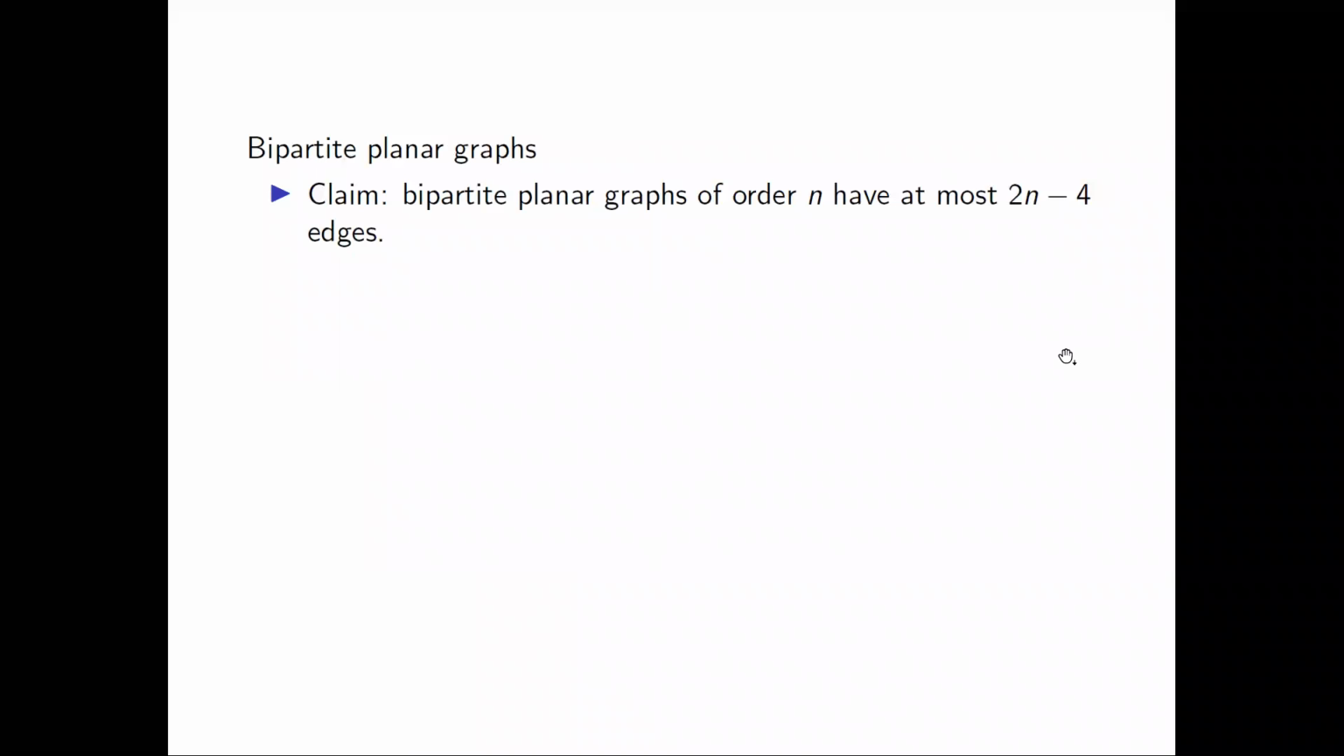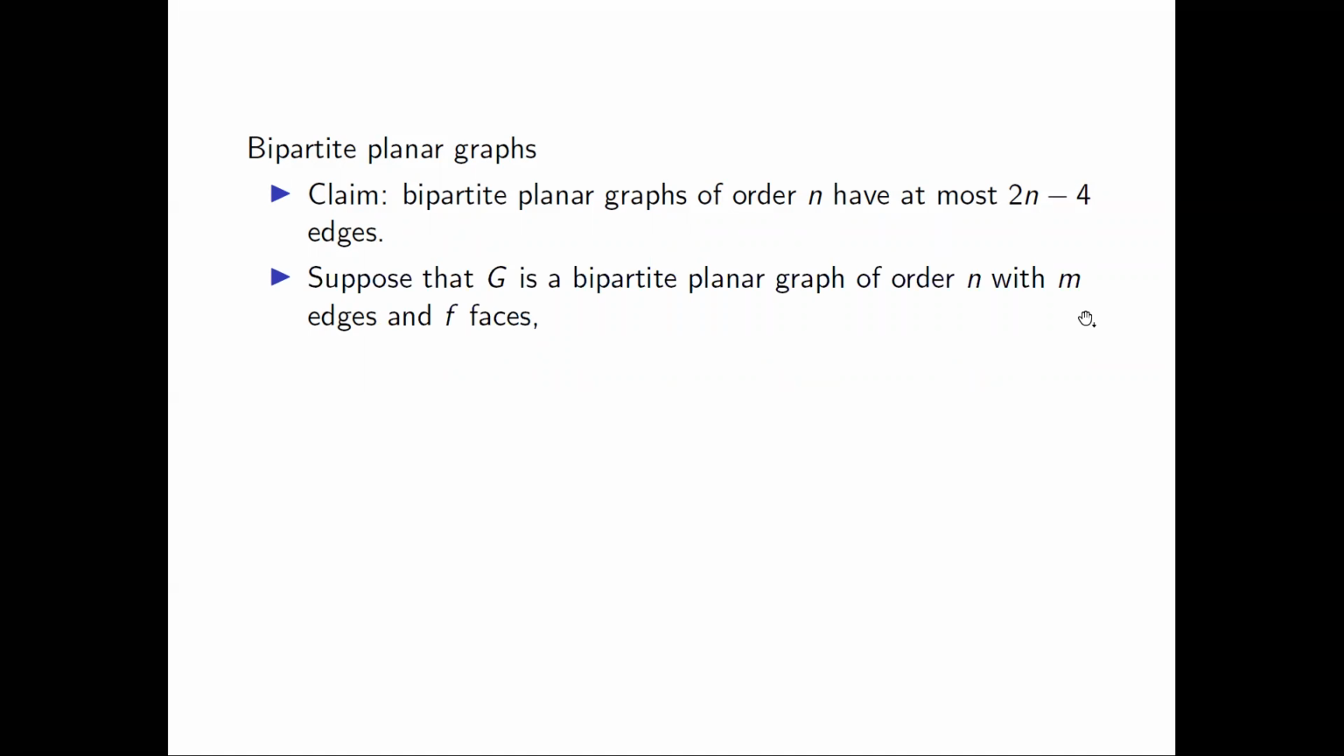So we're also going to look at a slightly more specific family of planar graphs, the bipartite planar graphs. And we can imitate the method that we used in the last proof to get an upper bound for these bipartite planar graphs, an upper bound on their number of edges. And this upper bound we get is 2n minus 4. So let's look at how to prove this. And we'll try to imitate the method we just used in the last proof.